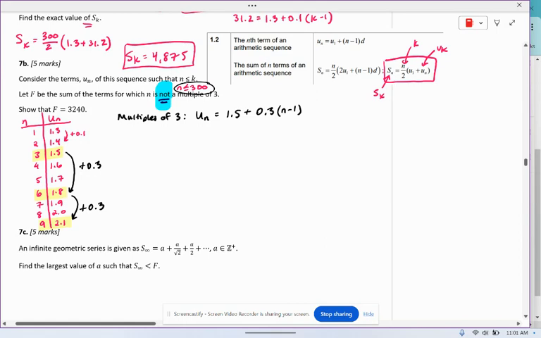All right. So I have S sub n is equal to n over 2 times 2 u sub 1 plus d times n minus 1. Okay. So if I'm only taking every third term, I'm only going to be having 100 terms in this sequence, right? The original sequence, including all the multiples and non-multiples of 3, had 300 terms in it. If I'm only taking every third term, I'm only going to have 100 terms in my new sequence where I'm only considering the multiples of 3. So my new n is going to be 100. Okay, so I'm going to substitute that in.